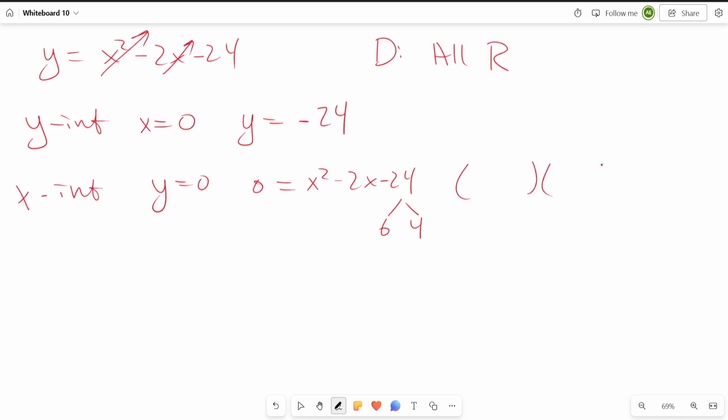So this is going to be (x, 6)(x, 4). The greater value will take the middle sign, so minus, and this is going to be plus. So my x is going to equal 6, and x equals minus 4. These are my two x-intercepts.